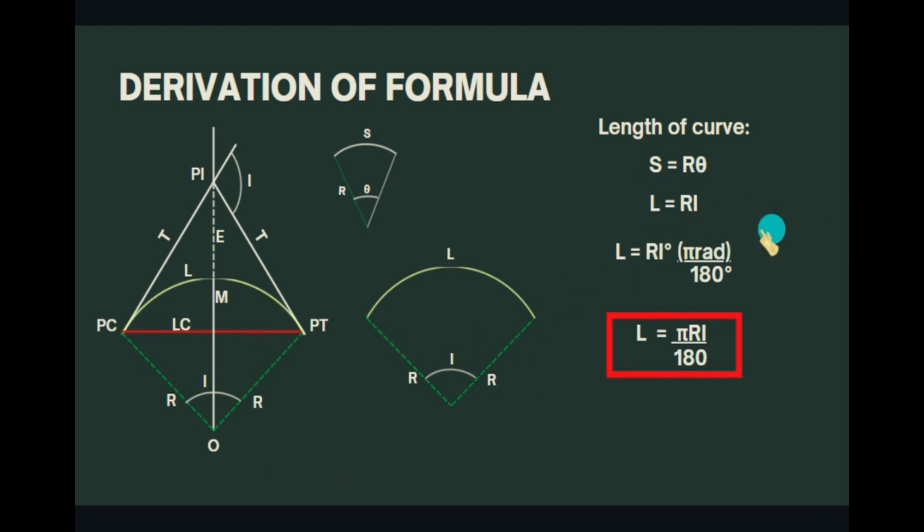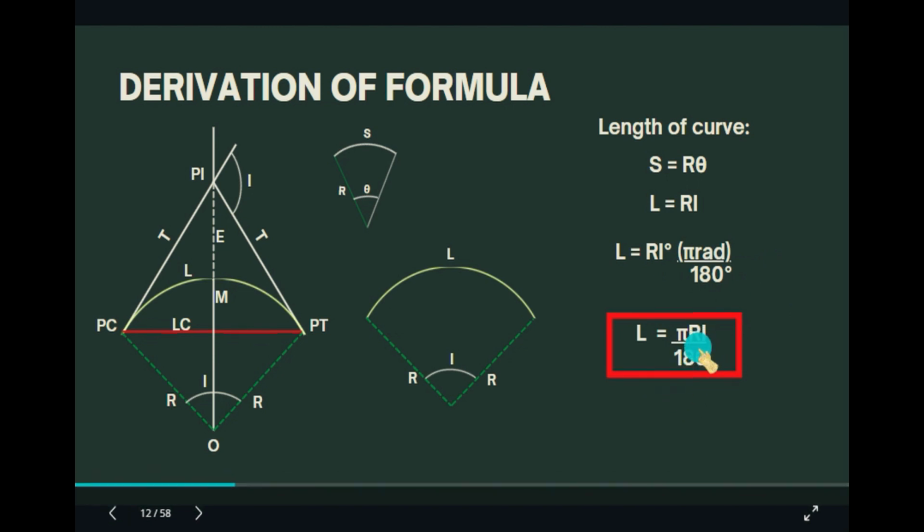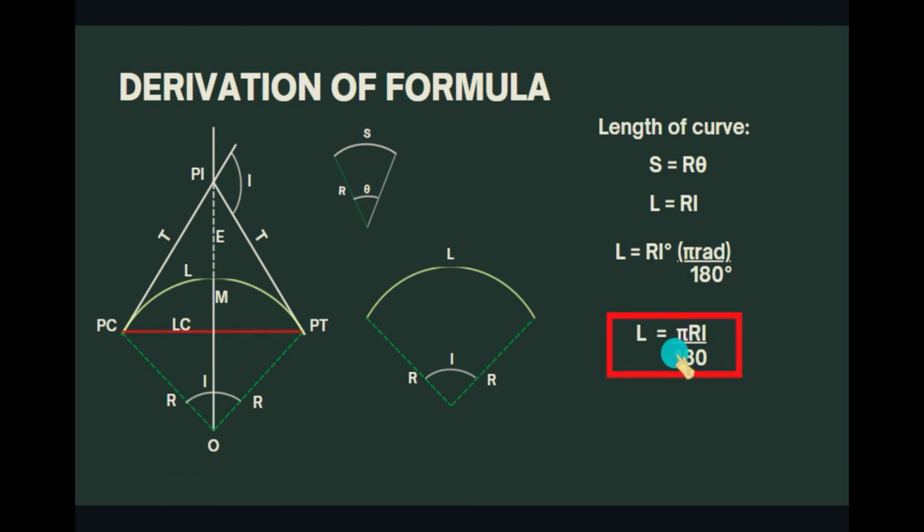So take note that I here is in degrees, so we need to convert it to radian. So we need to multiply I here with pi rad over 180 degrees. So we can cancel out the degrees, so that the remaining angle will be in terms of radian. So therefore the length of the curve will be equal to L = pi R I over 180.